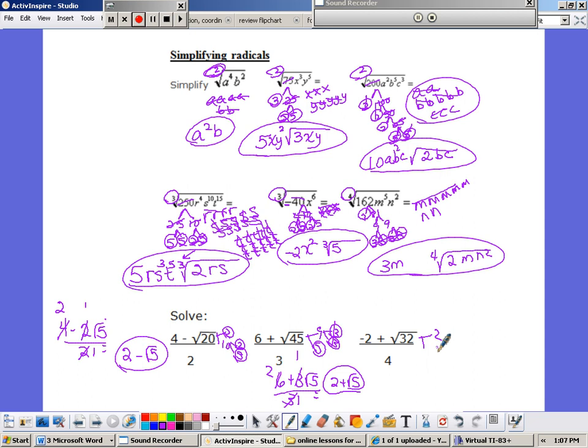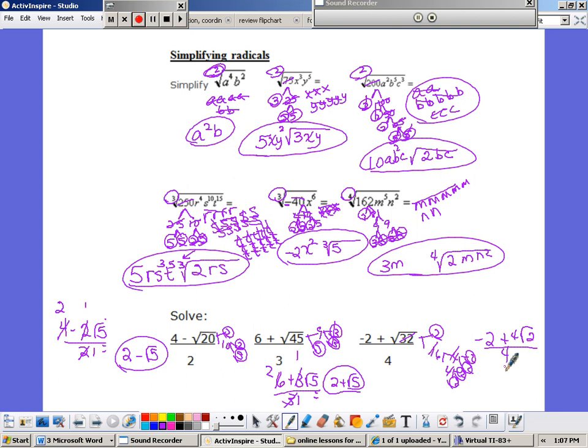32 breaks into 2 and 16, 4 and 4, 2 and 2, 2 and 2. I have 1, 2, 3, 4, 5 2s. They're gone because I broke them down. So I can bring 2 pairs of 2s out. 2 times 2 is 4. Square root of 2 inside with a 4 underneath.